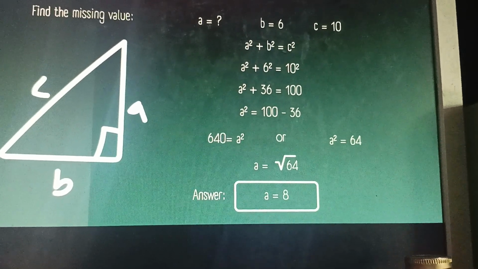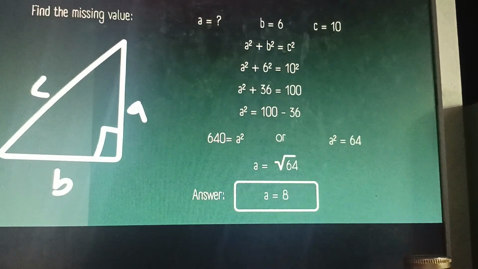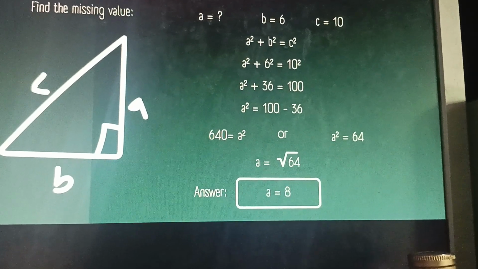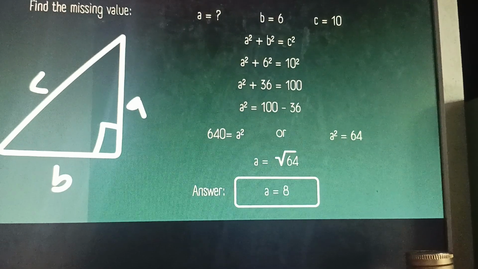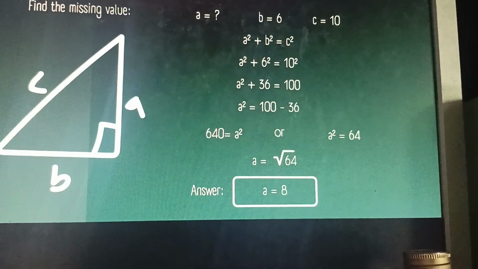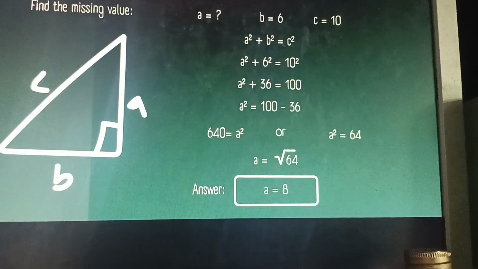Okay? So that's how we are going to find the missing sides of a right triangle. Just use the Pythagorean theorem. Okay, thank you.